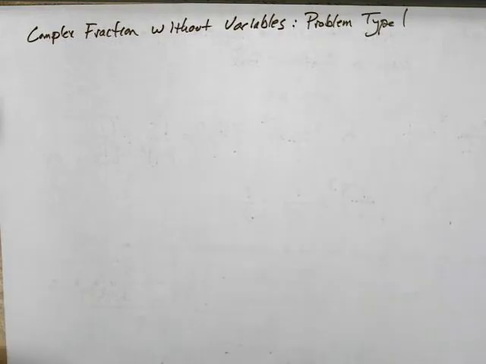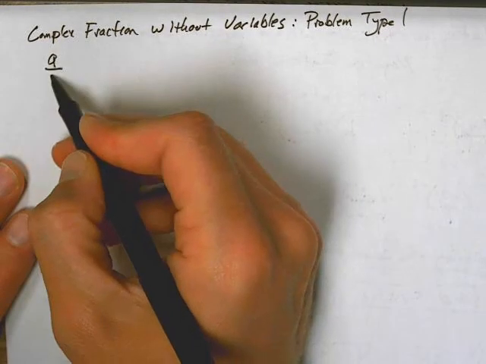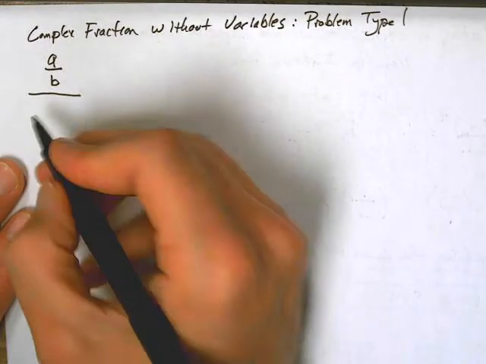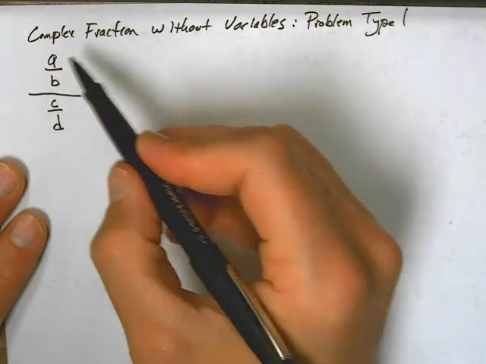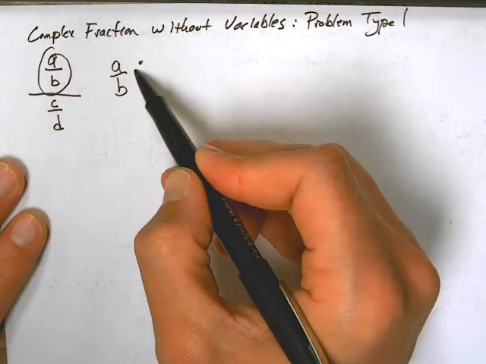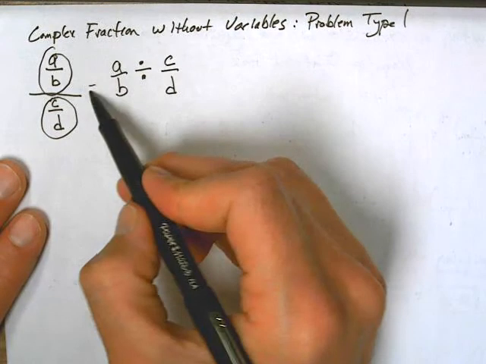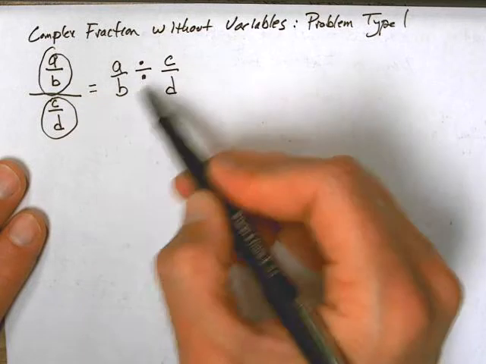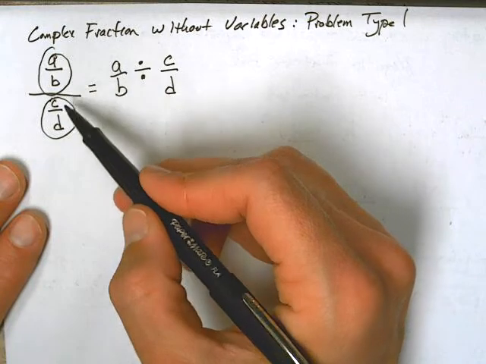In this video, we're looking at the topic complex fractions without variables, problem type 1. So a complex fraction, guys, is anytime you have a fraction divided by another fraction. Now, the key is understanding that you're really taking this number, a over b, and you're dividing it by this number, c over d, right? So what I just did is I rewrote this fraction divided by a fraction using the elementary division symbol, right? We're taking the top number, dividing it by the bottom number essentially.